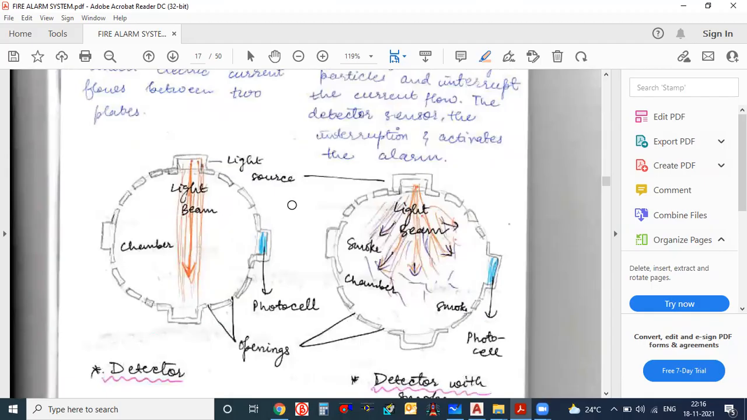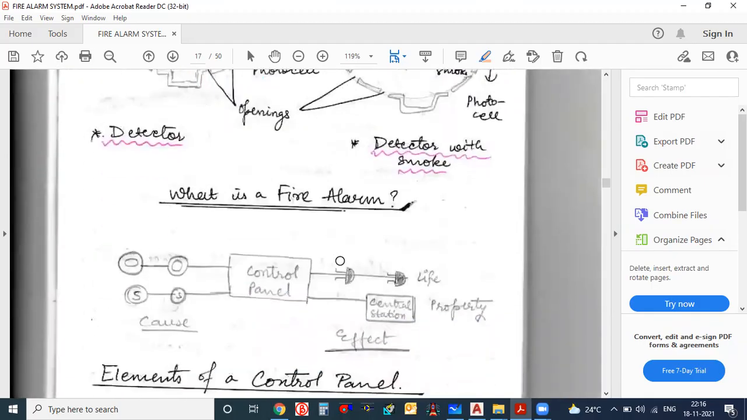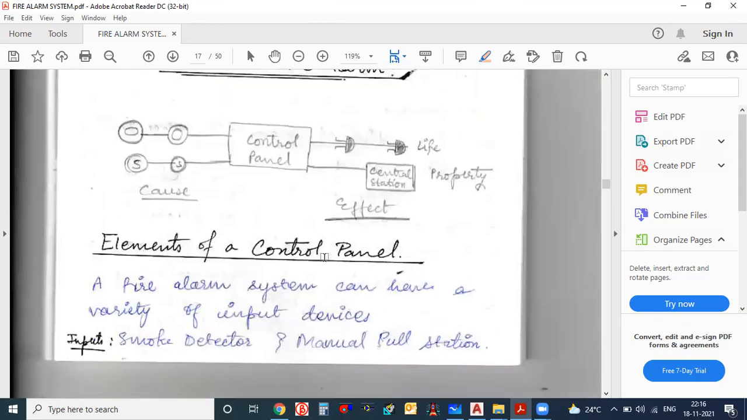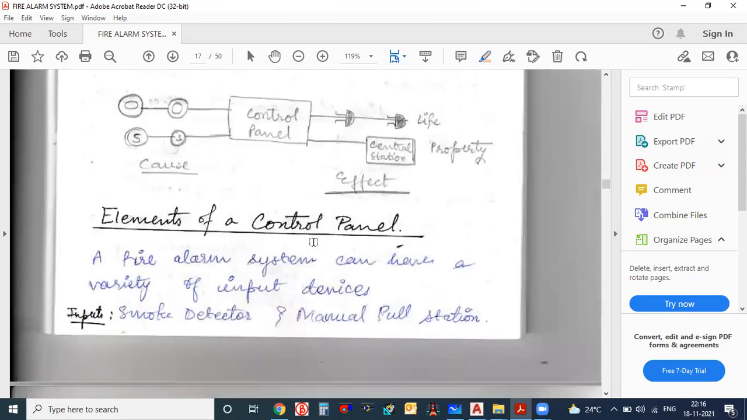So this is the light beam passing. Those things are given here. What is a fire alarm? Okay, elements of a control panel.